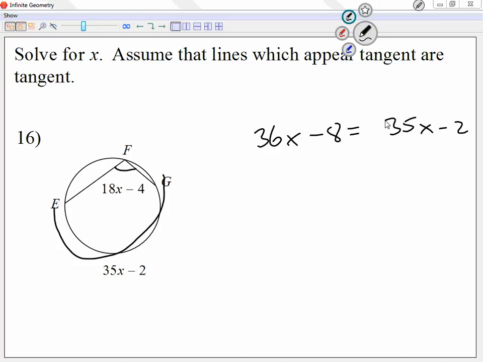Because the angle is half of the arc. So in order for me to let them equal each other, I have to multiply the angle by 2. And then from here, I'm going to move the 35x to the left. That's a negative 35x. My negative 8, I'm going to move it to the right as a positive 8. And I'll let you guys finish the rest.